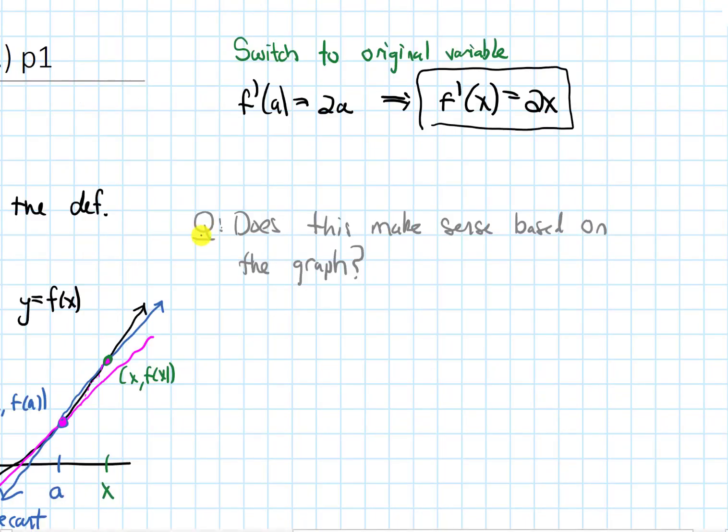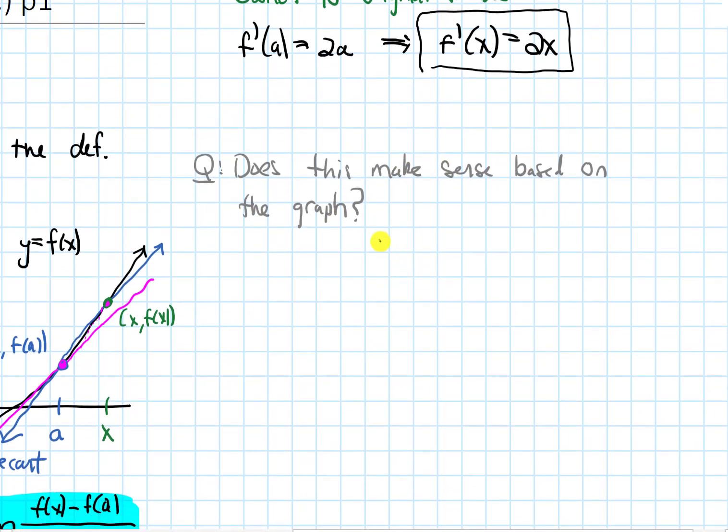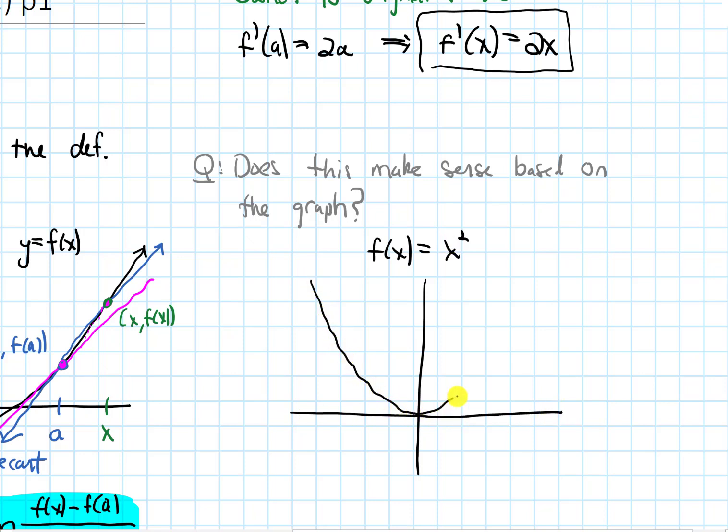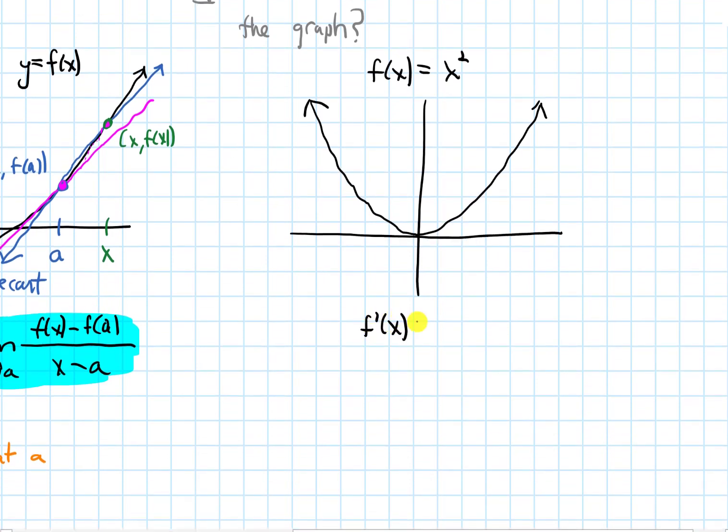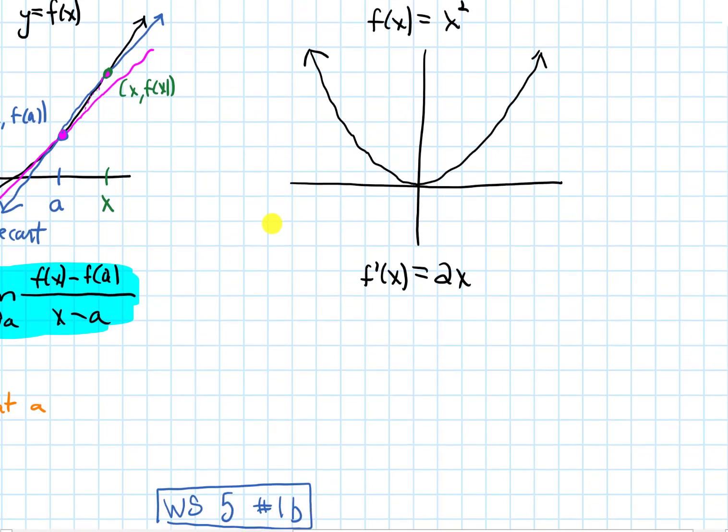All right, so I want to now ask the question, does this derivative make sense based on the graph? Our function f of x equals x squared, and if we draw the graph of that, this is an upward facing parabola that has the vertex at the origin, so it looks something like this. Now I'm also going to graph the derivative. My derivative f prime of x equals 2x. So if we draw the graph of that, I'm going to draw some axes, and 2x is a line that has a slope of 2, and the y-intercept is 0. So that line is going to look something like this, going through the origin, but the slope is 2.